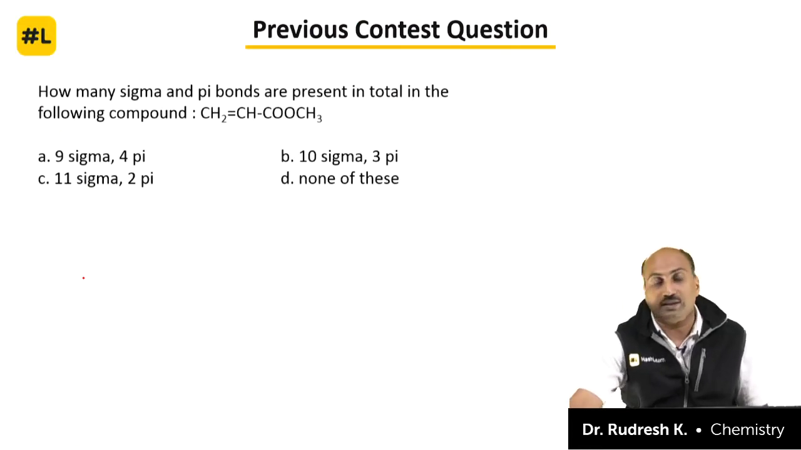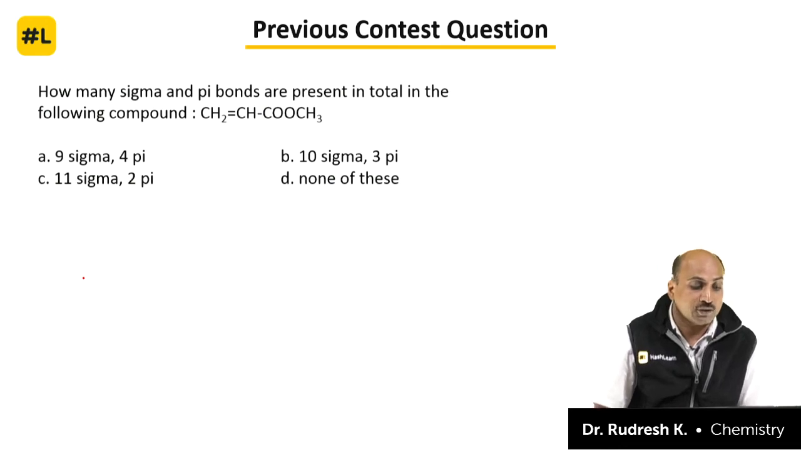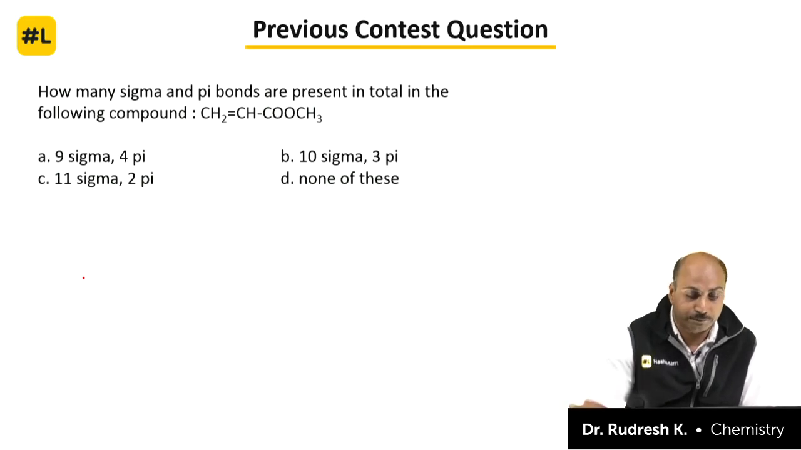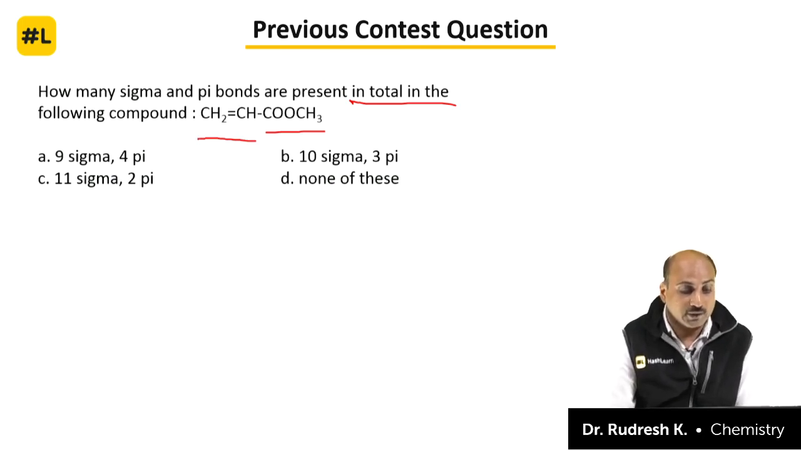Before that, I would like to look at the previous contest question. This is the previous contest question: how many sigma bonds and pi bonds are present in the given organic compound. Okay. If you look at the answer which was given from your side, the winner goes to Deepak. Deepak will get 1 atom session to his account.